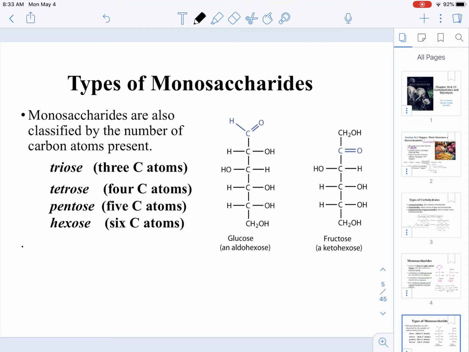Now, we can also classify monosaccharides according to the number of carbon atoms that they have. As I mentioned before, the number of carbons present in monosaccharides is going to be 3 to 8 carbon atoms. If your monosaccharide has 3 carbon atoms, then that is known as a triose. If it has 4 carbons, that's known as a tetrose. If it has 5 carbon atoms, that is known as a pentose. If it has 6 carbon atoms, that is known as a hexose. 7 carbon atoms will be a heptose. 8 carbon atoms will be an octose.